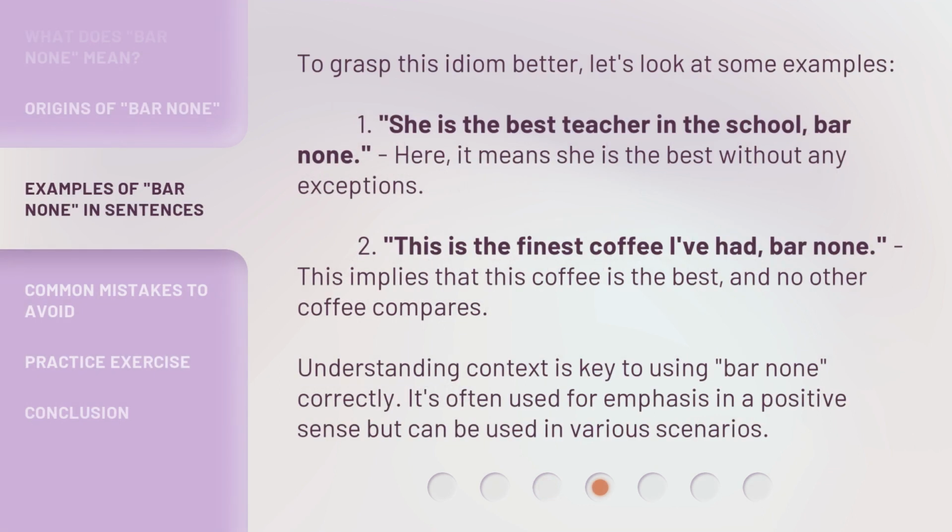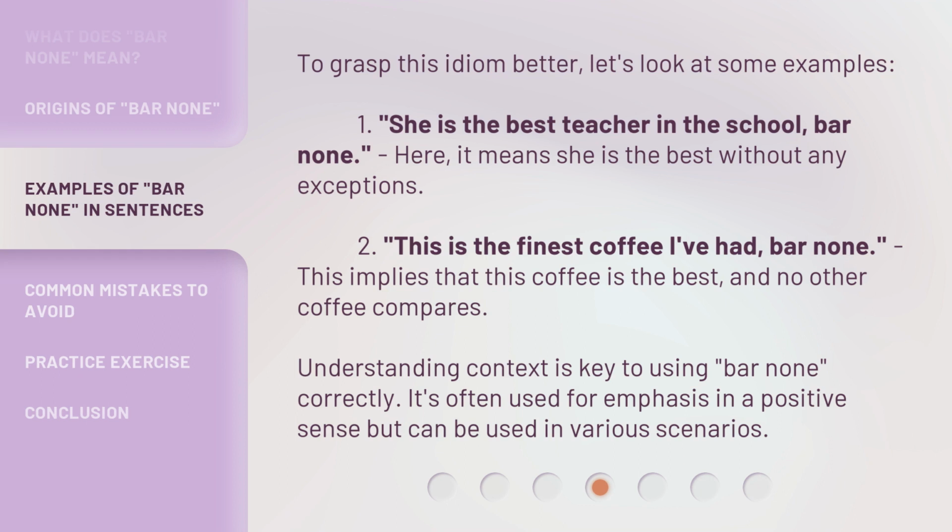To grasp this idiom better, let's look at some examples. 1. She is the best teacher in the school, bar none. Here, it means she is the best without any exceptions. 2. This is the finest coffee I've had, bar none. This implies that this coffee is the best, and no other coffee compares.